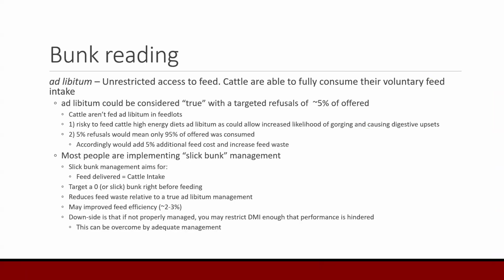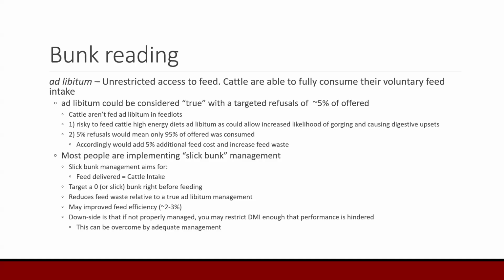Ad libitum feeding would be unrestricted access to feed. Cattle are able to fully consume feed to meet their voluntary feed intake. So ad libitum could be considered true if we have a targeted residual, or refusals, or orts, or waybacks, of 5% each day. In an experimental setting, someone would say cattle were fed ad libitum. We targeted to allocate enough feed that was 5% more than the amount of feed they ate the day before. That's a common management to achieve ad libitum in a research setting.